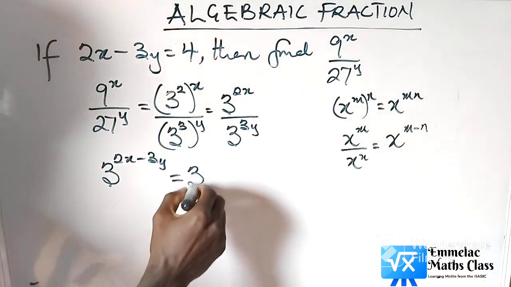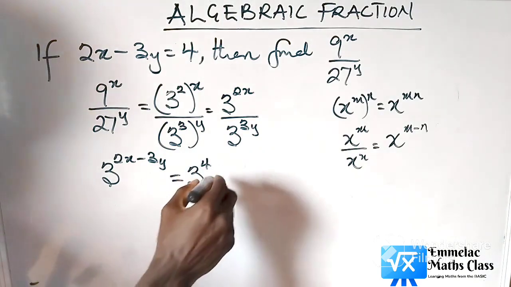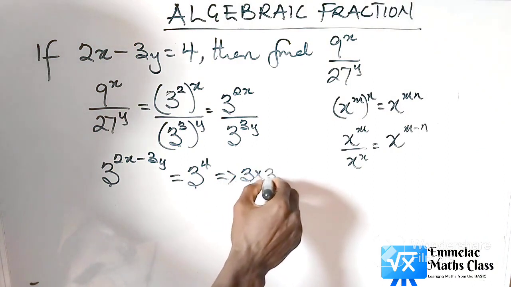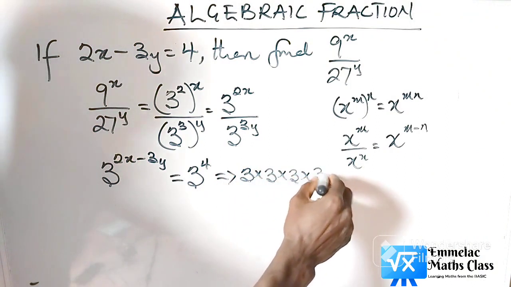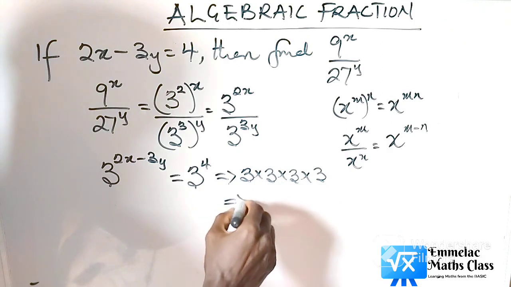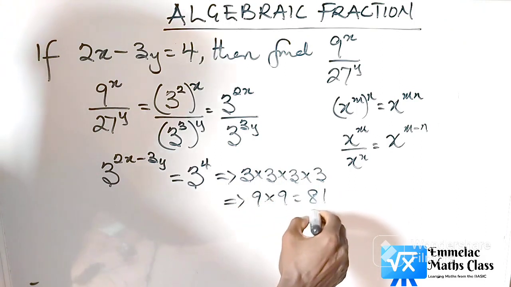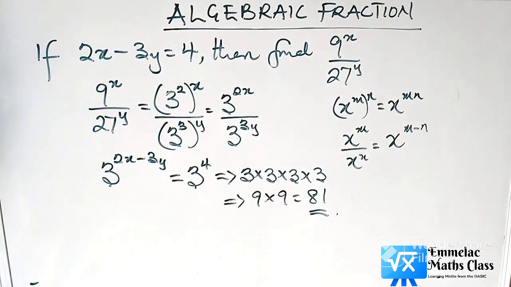So here we have 3 raised to the power 4. This also gives us 3 times 3 times 3 times 3, which is 9 times 9, which will give us 81. Final answer. Alright, thank you.